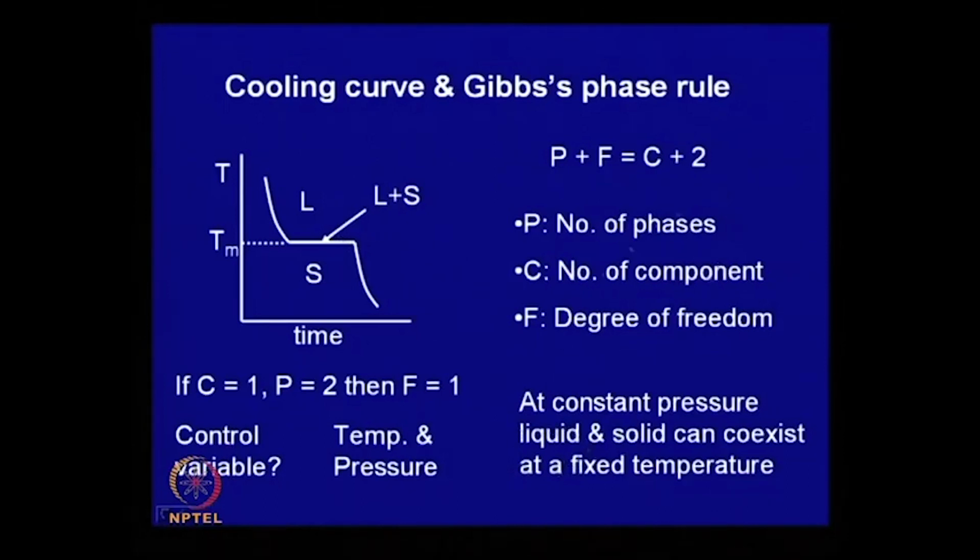So, at a constant pressure, liquid and solid can coexist at a fixed temperature. This is the outcome, or what the Gibbs phase rule predicts, and this is applicable even to a multi-component system.